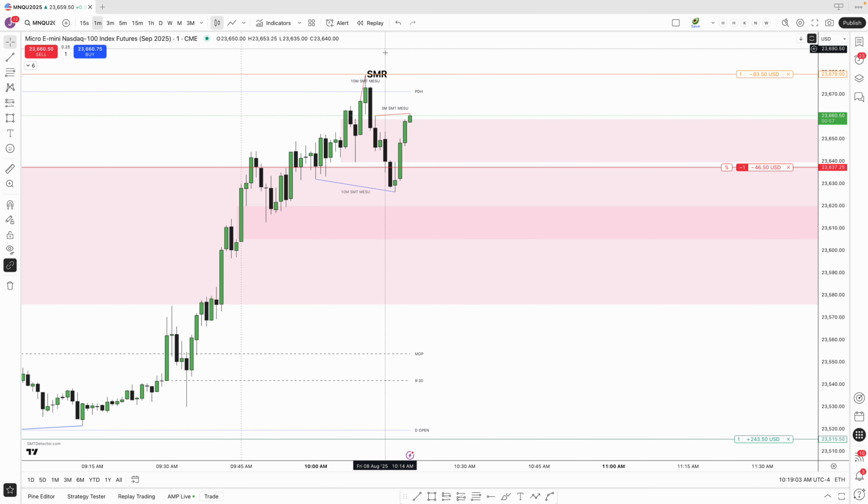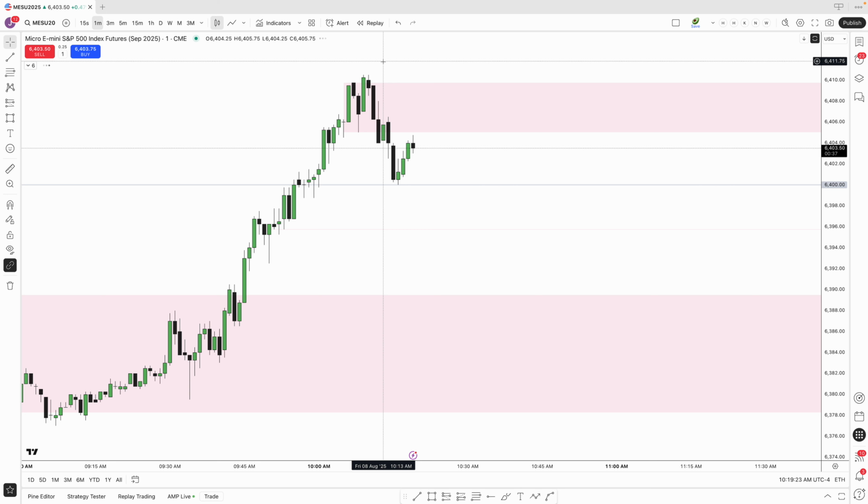This is the SMR at 10:10. We have SMT there as well. I question this SMT here between 10:09 and 10:10. It's just not ideal. It's just the one candle SMT.